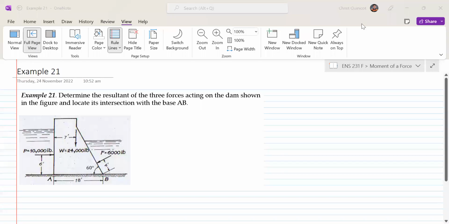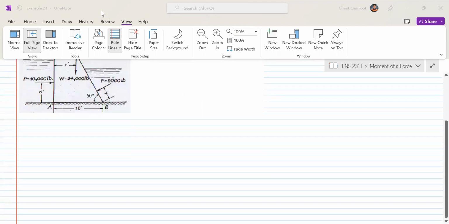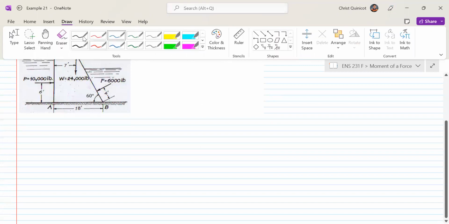Example 21. Determine the resultant of the three forces acting on the dam shown in the figure and locate its intersection with the base AB. The angle given is 60 degrees for the inclined portion. So we do the resultant force first.